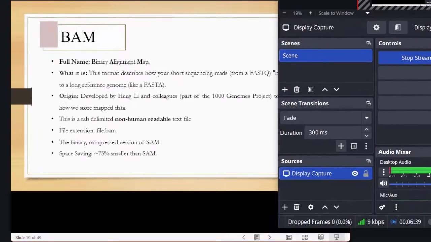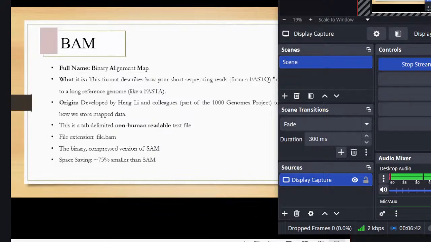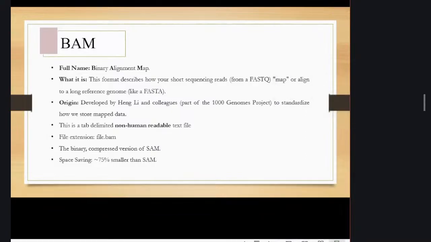Now since you have understood this, next is BAM. This BAM is completely similar to the SAM. The objective of the BAM and SAM is the same. They have to show a sequence where the read ID is aligning to the reference genome.